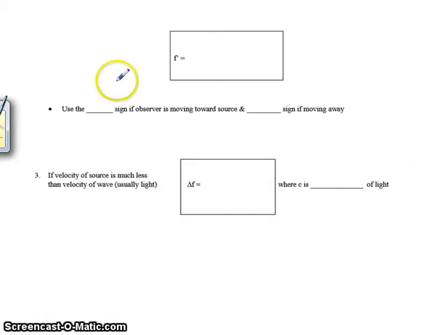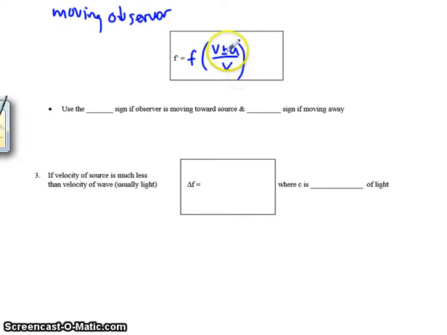Alright, so before we apply that, let's look at two other situations. Okay, the second situation is when we have a moving observer. It's a very similar analysis that we did before, so we're not going to derive that from scratch. But we have an equation that says the shifted frequency, the new frequency, is equal to the original, and now we're going to do V plus or minus U all over V. And again, V is the wave speed, U is the observer's speed.